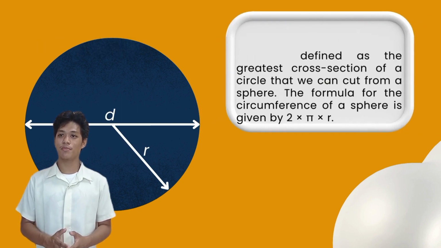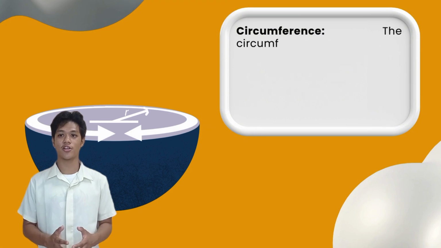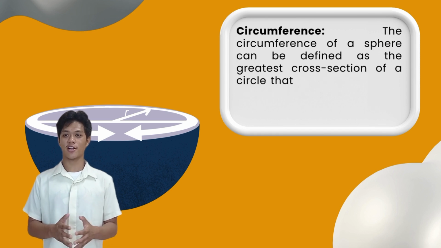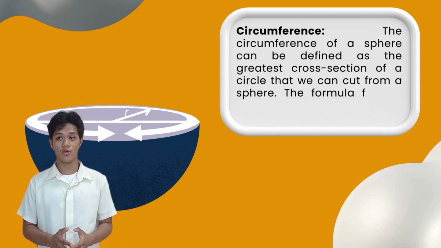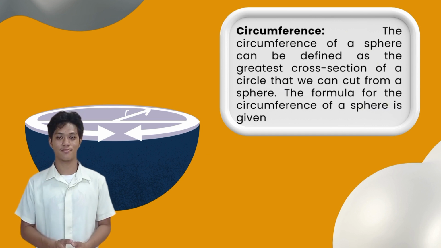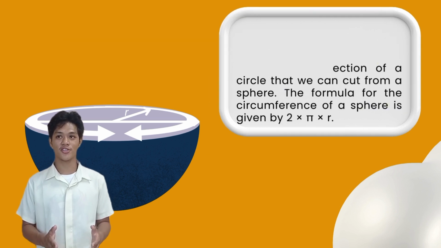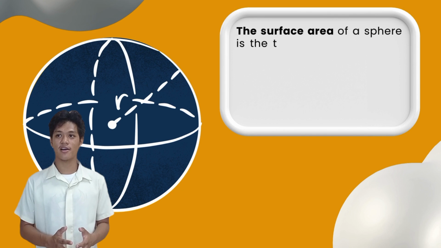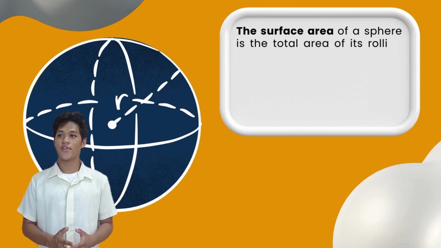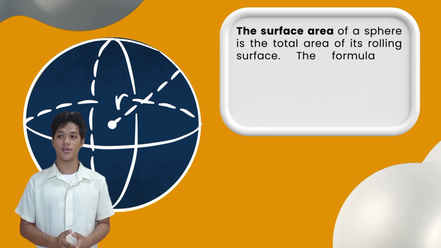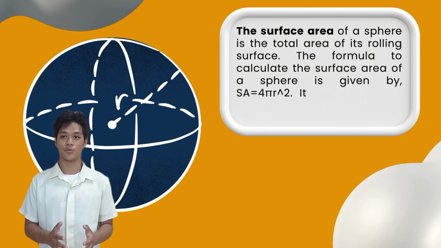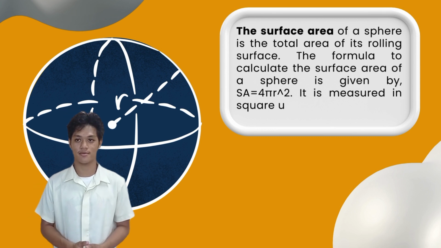The circumference of a sphere can be defined as the greatest cross-section of a circle that we can cut from a sphere. The formula for the circumference of a sphere is given by 2 times pi times the radius. Now let's move on to the surface area of a sphere. The surface area of a sphere is the total area of its rolling surface. The formula to calculate the surface area of a sphere is SA, or surface area, equals 4 times pi times radius raised to 2. It is measured in square units.